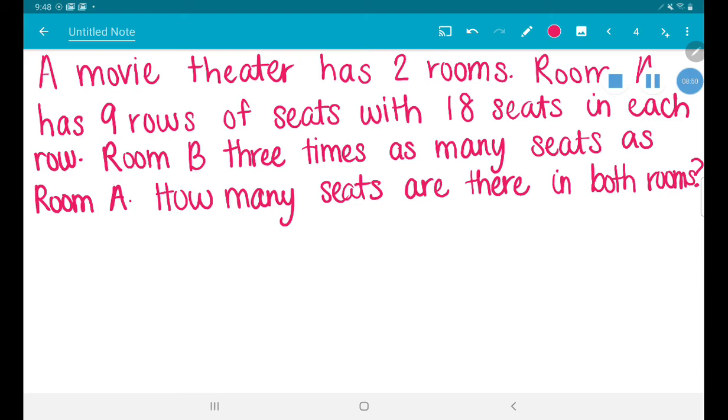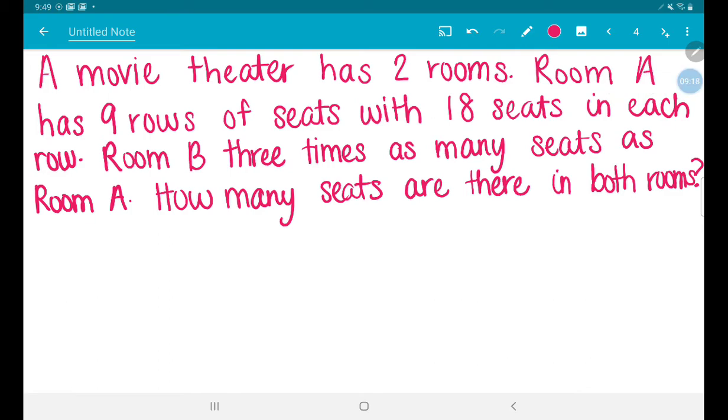I'm going to read that one to you again. A movie theater has 2 rooms. Room A has 9 rows of seats with 18 seats in each row. Room B has 3 times as many seats as room A. How many seats are there in both rooms? Should we go ahead and solve?